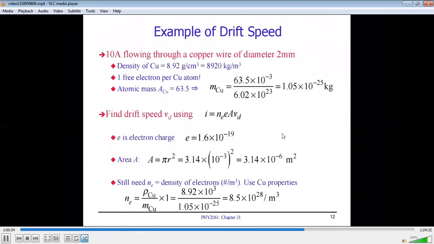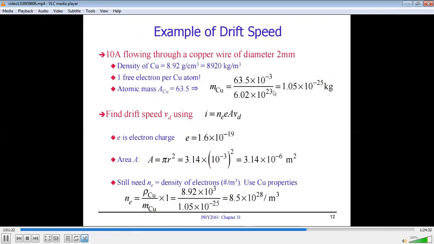Now, an example for calculating drift velocity. 10 ampere is flowing through a copper wire of diameter 2 millimeter. So the density of copper you must know: 8.92 gram per centimeter cube, that means 8920 kilogram per meter cube. One free electron per copper atom. So what is the atomic mass of copper? 63.5 from the periodic table. So mass can be calculated using this.